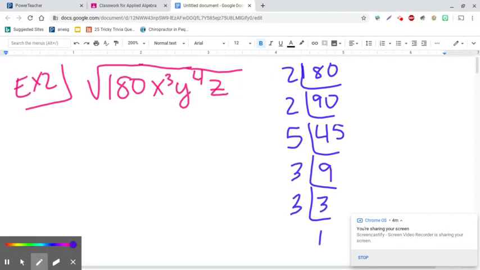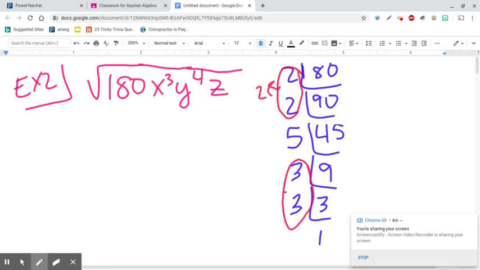All right, so let's look here. What are our matches? These 2's are a match, they're going to come out. These 3's are a match, they're going to come out. That 5 is going to stay inside. What came out was a 2 and a 3, so we have to multiply them by each other, which is 6. So a 6 is going to come out, and your 5 right here will stay in.